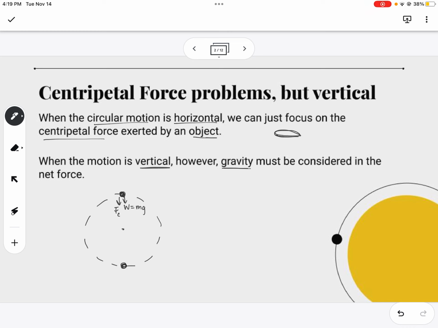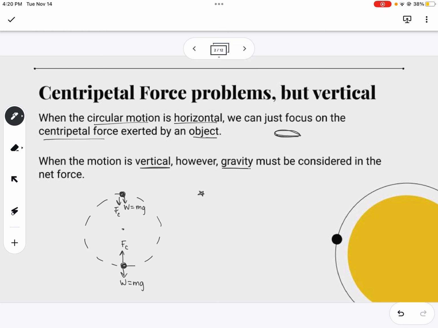Down at the bottom of this, your centripetal force is still keeping you towards the center, right? It's still pointing towards the center of your circular path. Weight is always acting downwards. So your centripetal force could potentially change, or maybe your velocity is changing. That's the stuff we're going to be talking about today.